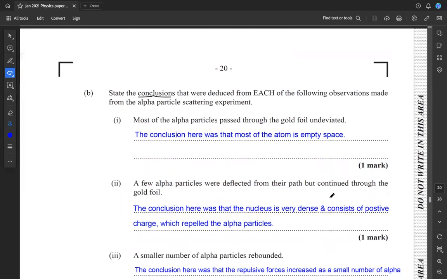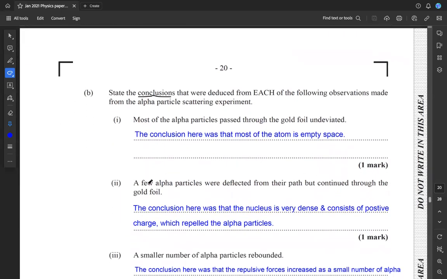For part 2, a few alpha particles were deflected from their path, but continued through the gold foil. When they saw this observation, what they concluded was that the nucleus is very dense and consists of positive charge, which repels the alpha particles. So you had these few alpha particles that were deflected from their path but continued through the gold foil. That deflection came as a result of repulsion from the positively charged nucleus. So that was the conclusion that Rutherford made in this particular instance.